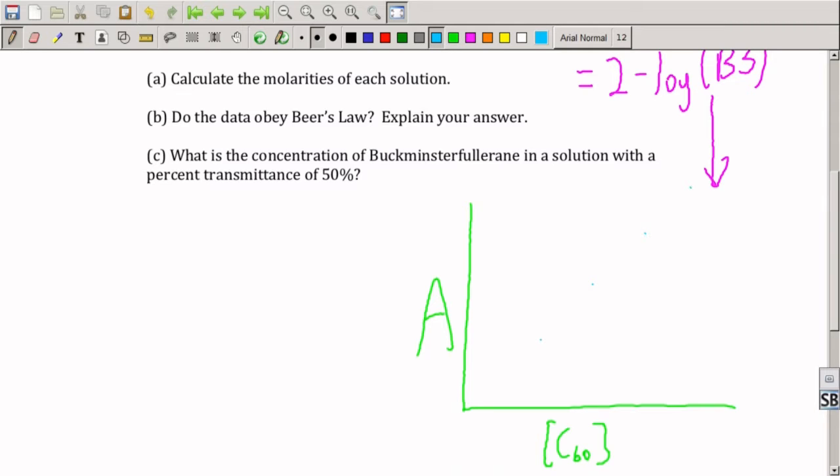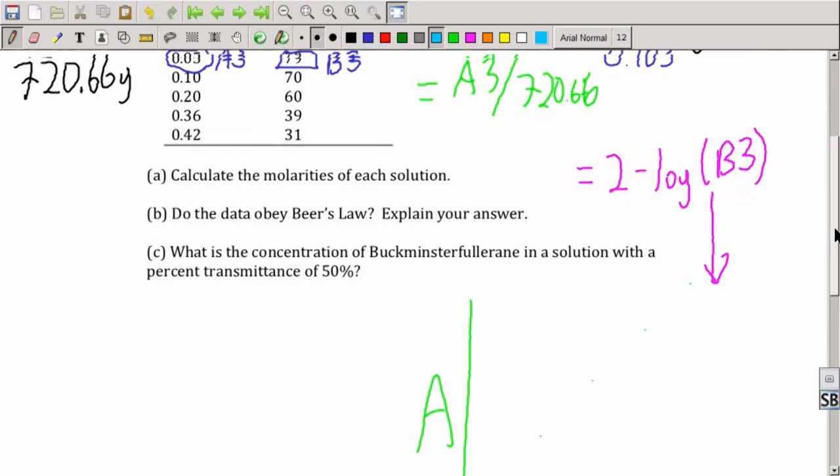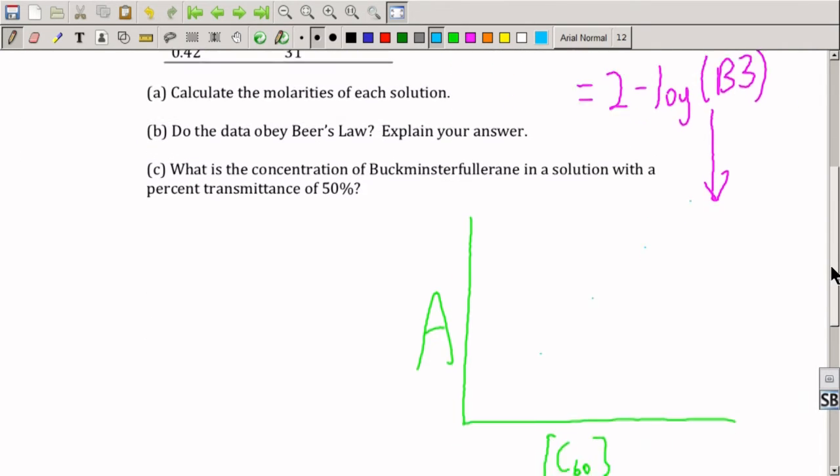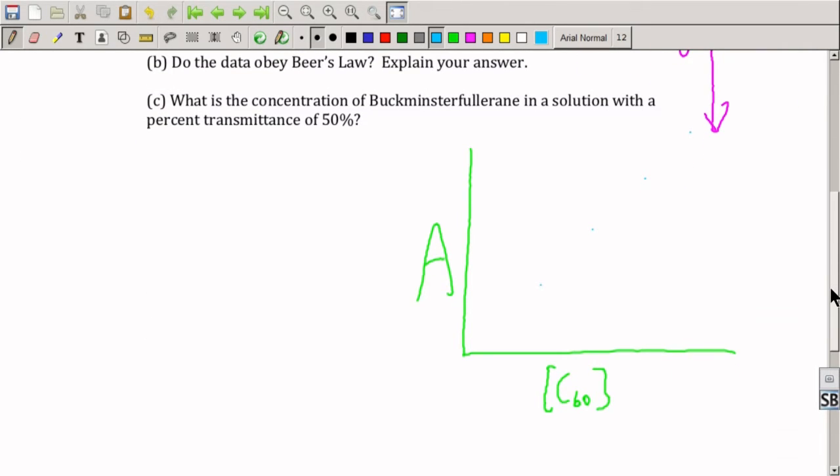If my data obeys Beer's law, I should get 4 points, or how many points are there in here? Is it 4 or 5? It's 5. Okay, I should get 5 points in a straight line. Let's put a 5th point in there just for the fun of it. Okay, and again, if you look at that, you try to draw your trend line. Do you want to force this trend line through 0, 0?